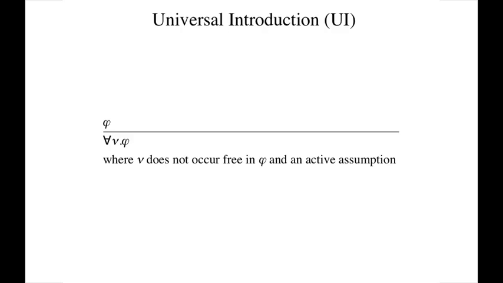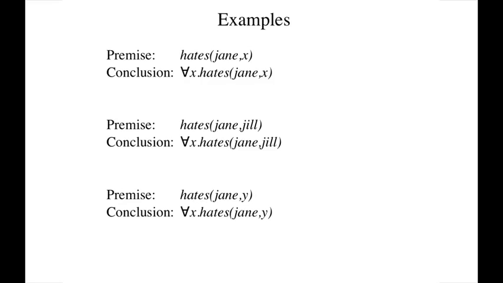Universal introduction, or UI, allows us to reason from arbitrary sentences to universally quantified versions of these sentences, subject to a constraint that we're going to discuss shortly. Typically, UI is used on sentences with free variables to make their quantification explicit. For example, if we have the sentence, hates(Jane, x), then we can infer, for all x, hates(Jane, x).